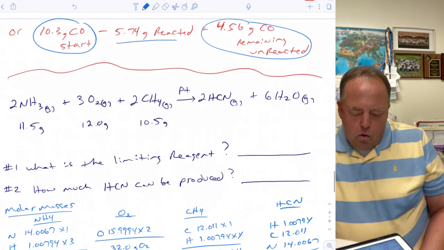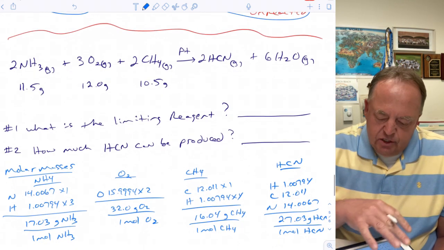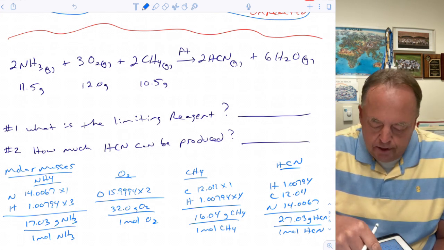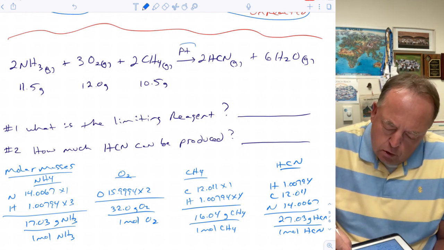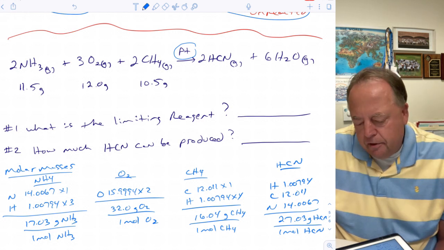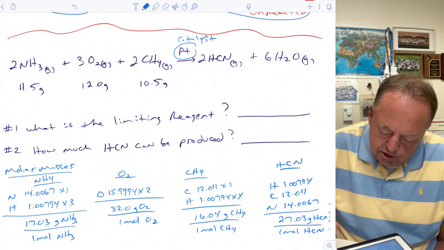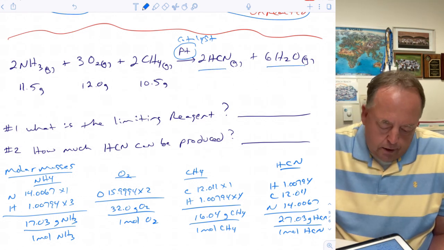Okay, so let's take one more problem. In this case, three things react. Three reagents: ammonia, NH3, oxygen O2 gas, plus methane CH4 gas, with platinum. If it's written on top of the arrow, that typically means it's a catalyst, which is just there to speed the reaction up. Then it makes HCN gas and water.